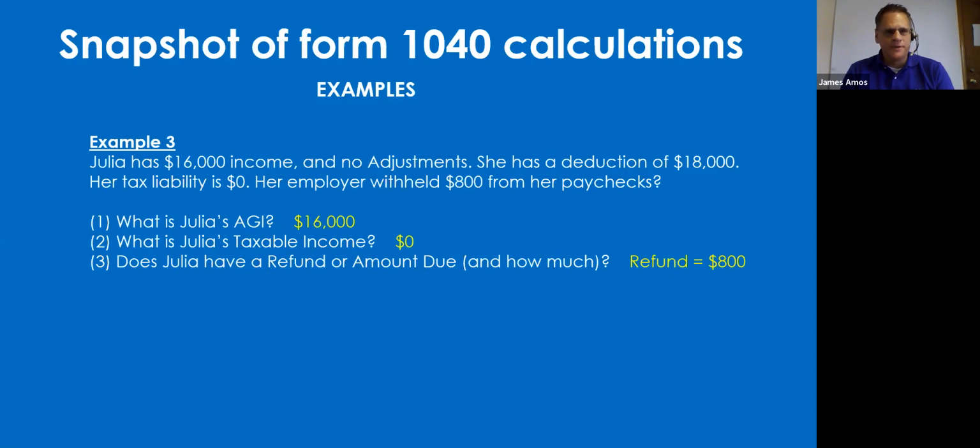And the reason she was able to do this so easily is because, again, income minus adjustments gives you AGI: 16,000 minus 0 gives you 16,000. Then AGI minus deduction gives you taxable income. Well, 16,000 minus 18,000 means there's nothing left. You've already wiped out all of your income. So you stop at 0 when figuring taxable income, because you can't have negative taxable income. 16,000 minus 18,000 would be negative, so it's 0 taxable income. That means everything that she had withheld, she's going to get back, all $800.